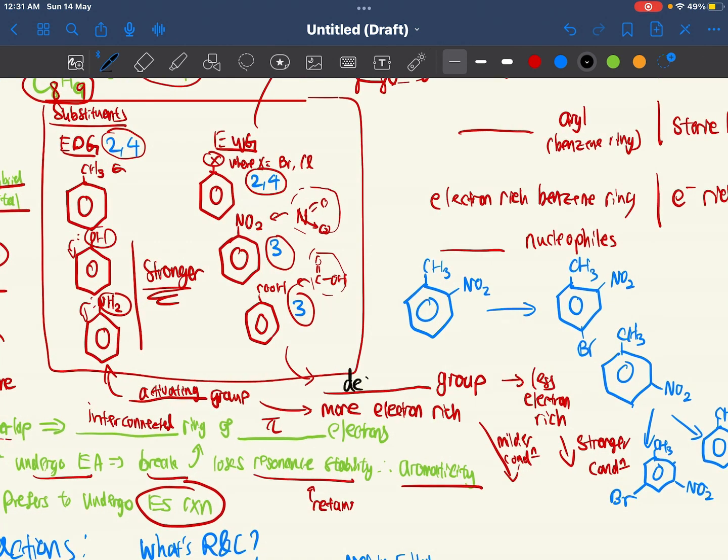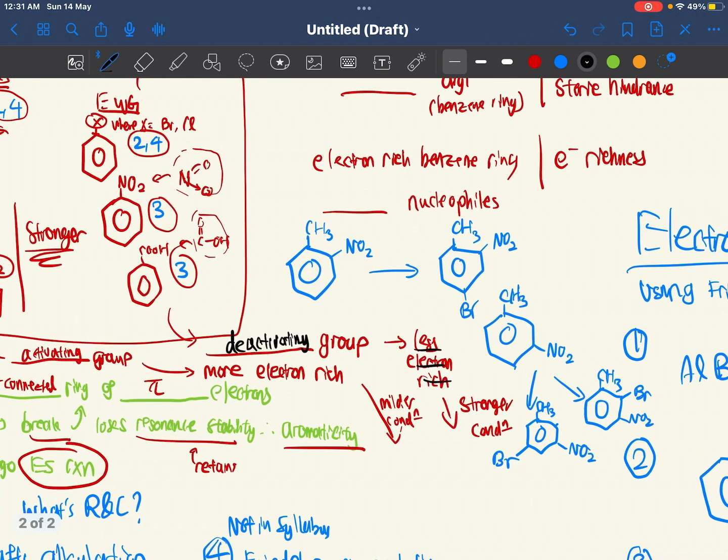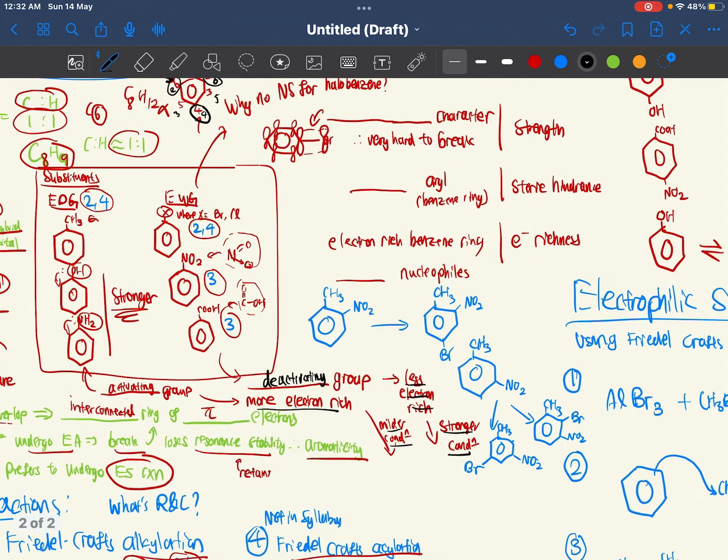So electron withdrawing groups are deactivating groups. So it makes it less electron rich. This electron richness has something to do with the conditions that we use for reactions. So activating groups make it more electron rich, therefore we use milder conditions, while deactivating groups are less electron rich, so we need stronger conditions to react.